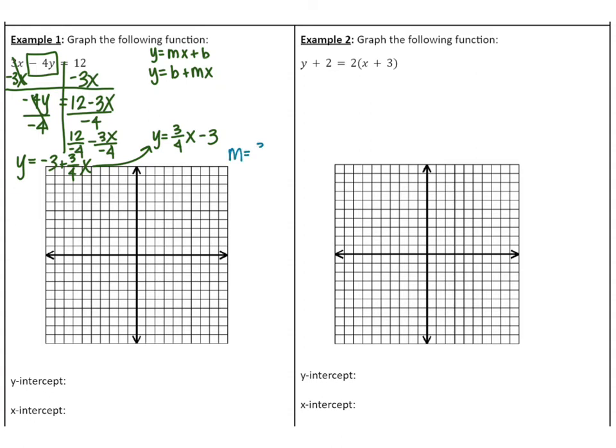My m is 3/4, and my b value is negative 3, which is at the point 0, negative 3. So I am going to plot my point right there, 0, negative 3. And I'm going to use my rise over run of 3/4 to graph another point. Up 3 over 1, 2, 3, 4. Okay, and I could do that again. I could go the other direction. I could go down 3 and then to the left 1, 2, 3, 4.